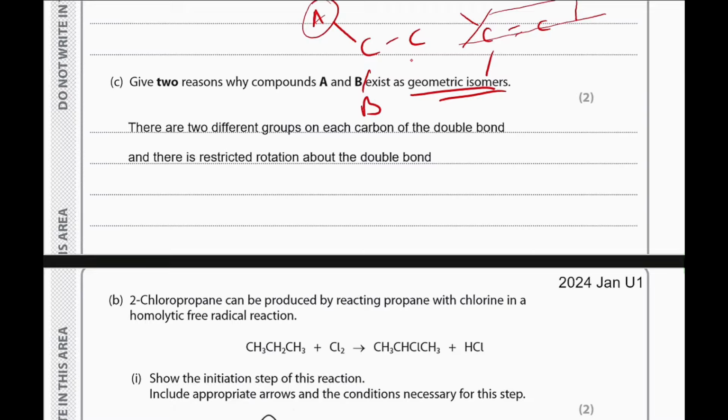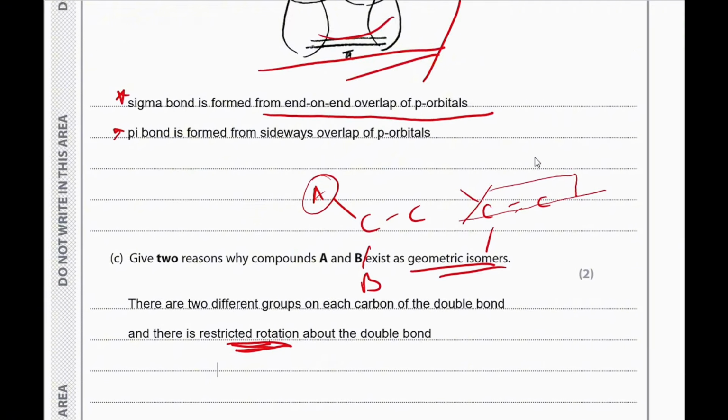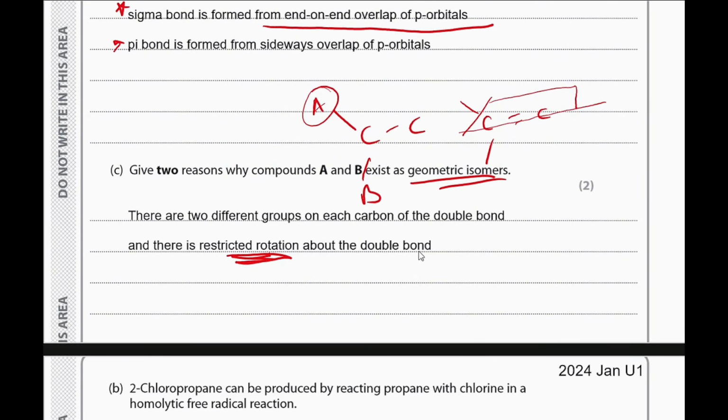So we can say that geometric isomerism is impossible in carbon-carbon single bonds. Unrestricted rotation is one condition. For compounds A or B or whatever compound it is, C or D, for geometric isomerism to be present, one condition is restricted rotation, and another is that each of the carbons in the double bond must have two different groups attached.